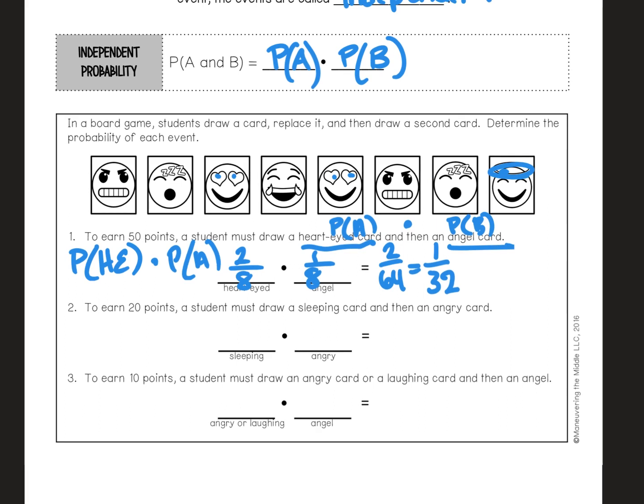So let's look at the remaining ones. Okay, a student must draw a sleeping card. I have a sleeping card, 2 possibles, 2 out of 8. And then the angry card, which is also 2 out of 8. Those could also simplify to 1/4 times 1/4. So I know that's going to equal 1/16.